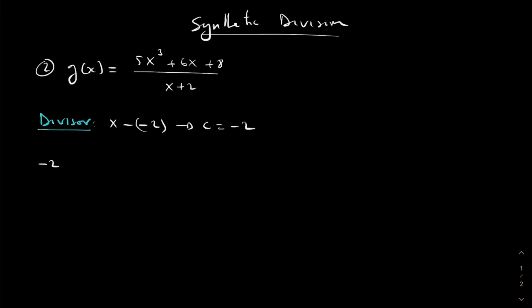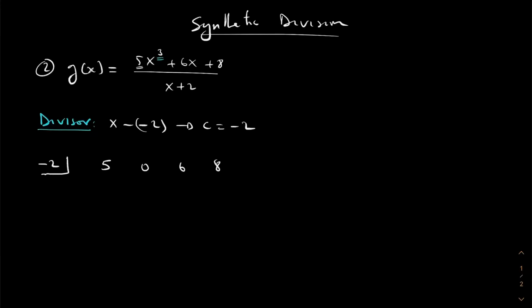I'm going to put negative 2 here on the corner. Then I'm going to write the coefficients for my numerator, also known as the dividend. You will notice that my dividend has a degree of 3, which means I'm going to have 4 different coefficients here. As you can see, the coefficient for the x squared term is missing, which simply means that it's equal to 0. When you write the coefficients for the dividend, you have to keep that in mind. So I'm going to have my coefficients here as 5, which is the coefficient of x cubed, then 0, which is the coefficient of x squared, then 6, then 8.